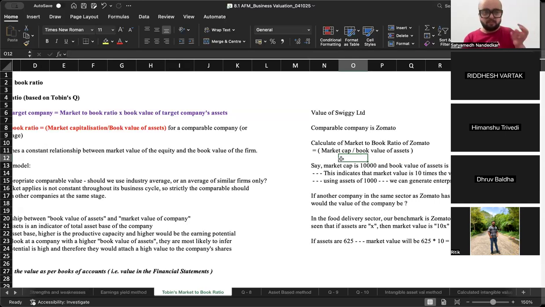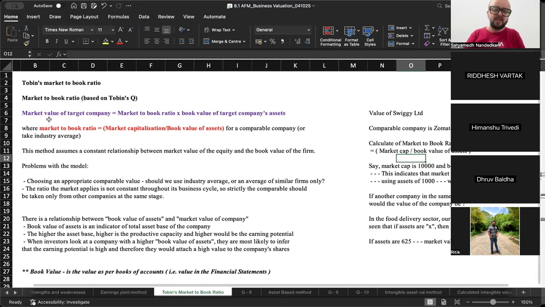Now sometimes you will end up making an adjustment to this number. Maybe इंटू 10 नहीं करेंगे, टू बी ऑन द सेफर कंजर्वेटिव साइड आप इंटू 8 कर सकते हो. दैट इज ऑल्सो क्वाइट पॉसिबल. ठीक है. सो मार्केट वैल्यू ऑफ टारगेट कंपनी इज market to book ratio into book value of target company's assets, and market to book ratio, as the name suggests, is market cap divided by book value of assets.